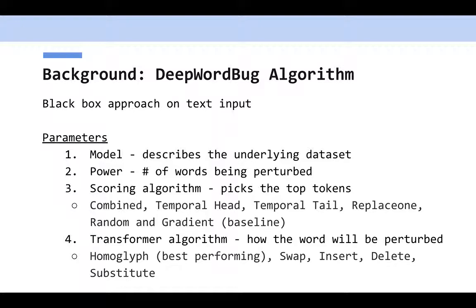It describes how the resulting sequence will be affected and how it will be different from the original. The homoglyph was the best performing one, and it swapped characters out for similar looking characters that were different UTF-8 characters, which would cause the input to be different. So it's like having the regular C and then the Cyrillic C. It looks almost exactly the same, but it makes a completely different word and character. There are also others, like swapping letters, inserting letters, deleting, and substituting.